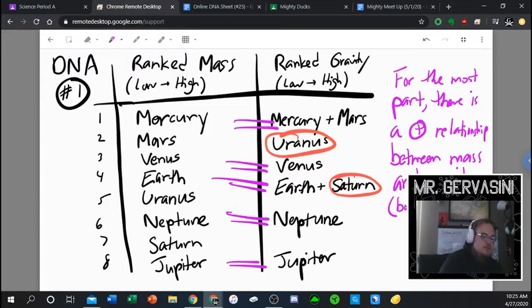So what's going on with Uranus and Saturn? Those of you that did Saturn, hopefully this doesn't sound new to you, but these two are the least dense planets in the entire solar system. So they have a lot of mass, but they take up a huge amount of volume.